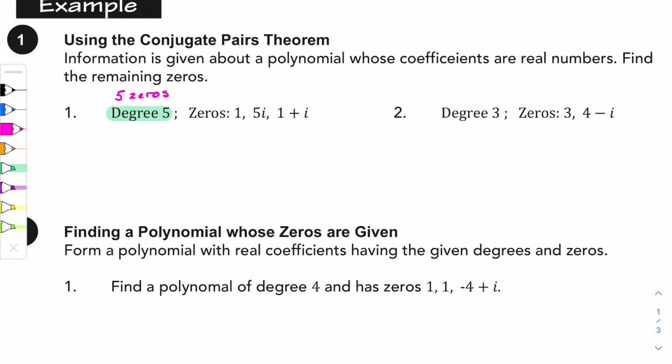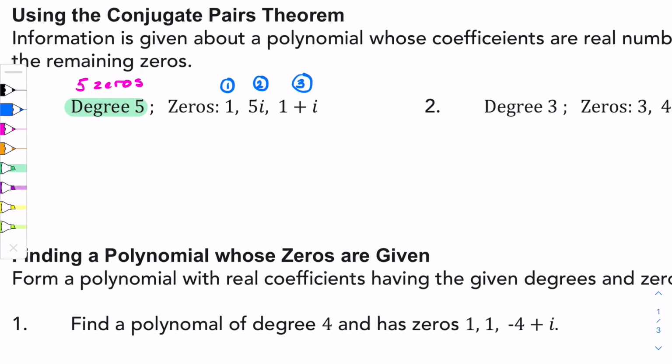And I'm going to label them. So right here we see a 0 at 1. Then I see another 0 at 5i. Then I see a third 0 at 1 plus i. So we could potentially have 2 more zeros to bring us to 5 zeros.